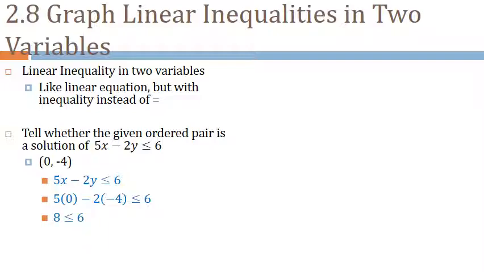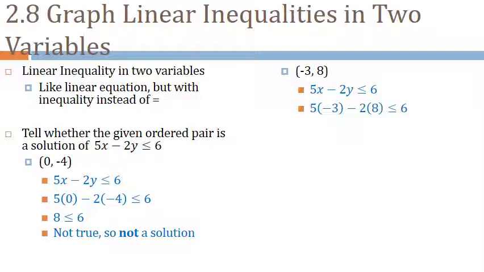And you look, is 8 less than or equal to 6? No, so it's not a solution. Let's try this point. Plug in the negative 3 for the x and the 8 for the y, and simplify. And simplify some more, you get negative 31 is less than 6. Is that true? Yes, it is a solution.